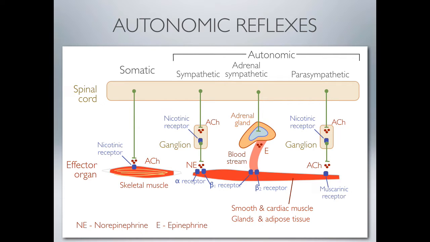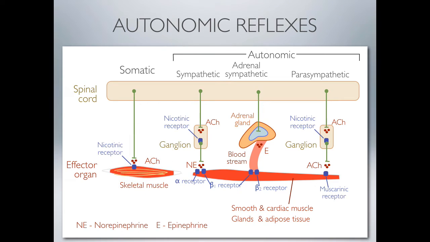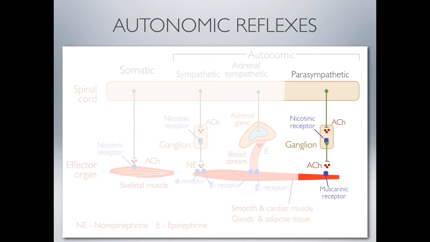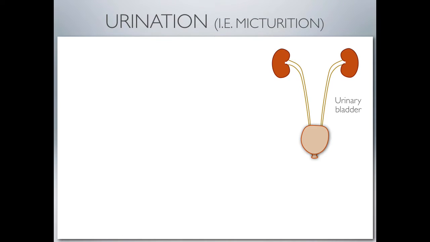And we talked about somatic pathway last time. That was the patellar tendon reflex, where the effector organ was a skeletal muscle. We're conscious of that because of skeletal muscles. Whereas there are a variety of reflexes that you're not conscious of. And we're going to consider one that uses a parasympathetic efferent pathway. And that is the micturition reflex, or the urination reflex.